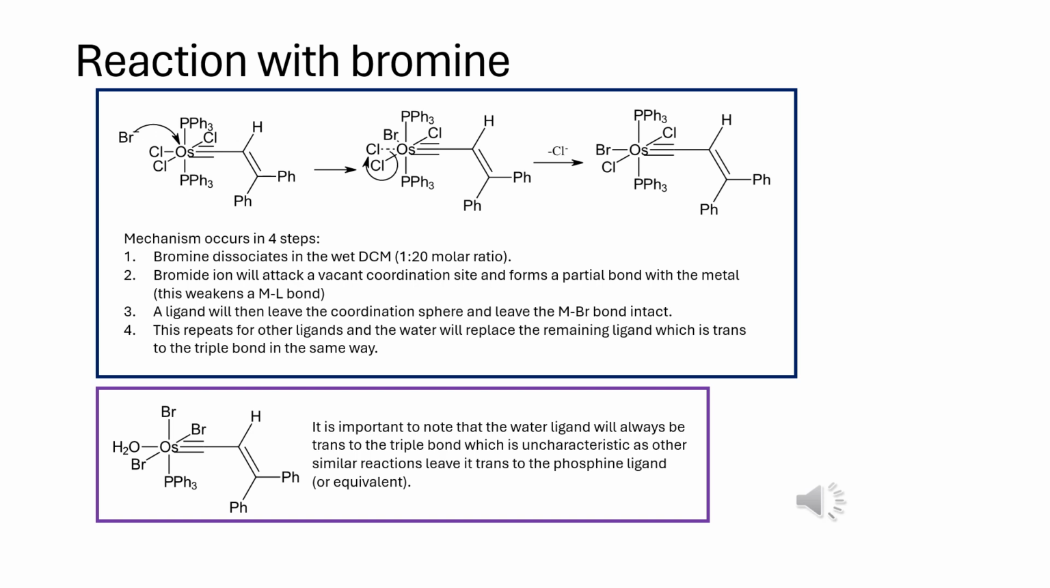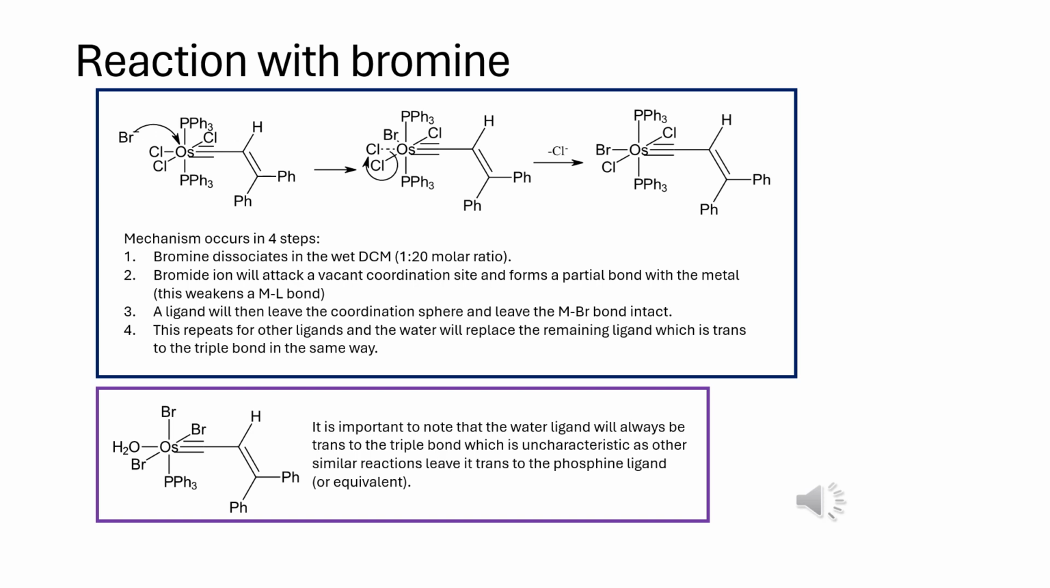It's a very simple mechanism and occurs in 4 steps. Firstly, bromine dissociates in wet DCM in a 1:20 molar ratio. A bromide ion will then enter a vacant coordination site and form a partial bond with the metal while weakening a metal-ligand bond. A ligand such as chlorine will then leave the coordination sphere and the ligand substitution will be successful. This will repeat twice more with bromine and once with water while keeping the triple bond intact.